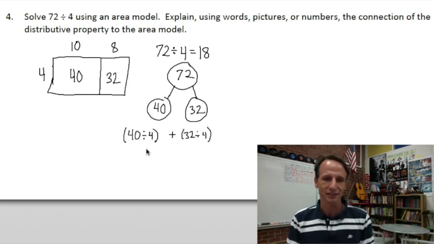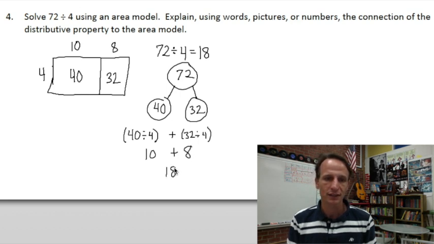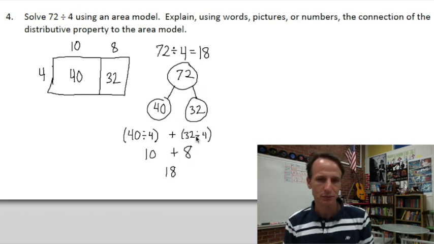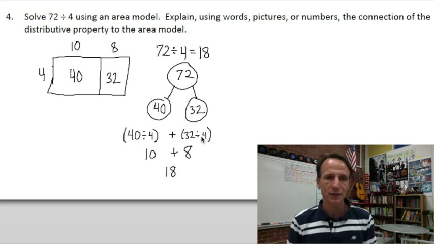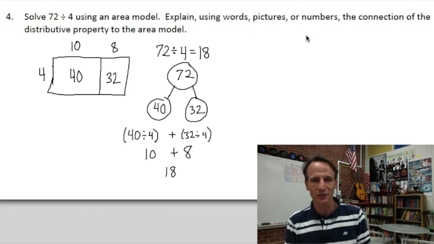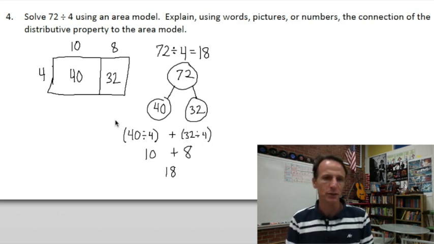Okay, so we already said we know that this is 10 and 8, which of course equals 18. Beauteous. So now what is the connection of the distributive property to the area model? Well, I think we've demonstrated that with numbers, haven't we? Because it said explain using words, pictures, or numbers. And so we did it with pictures. The number bond is a sort of picture. And with numbers by showing the distributive property here.